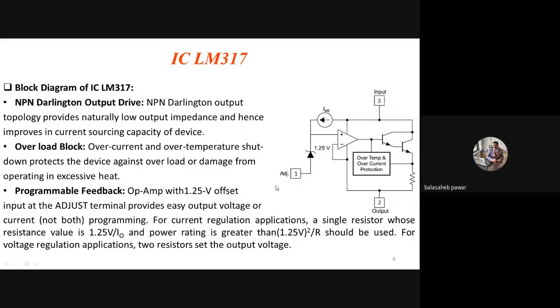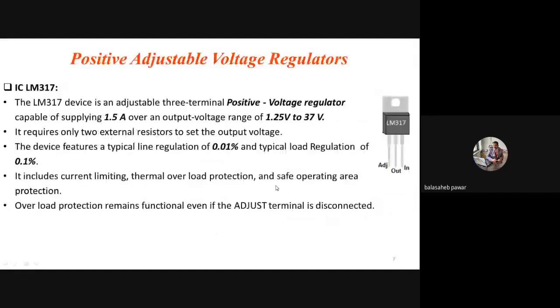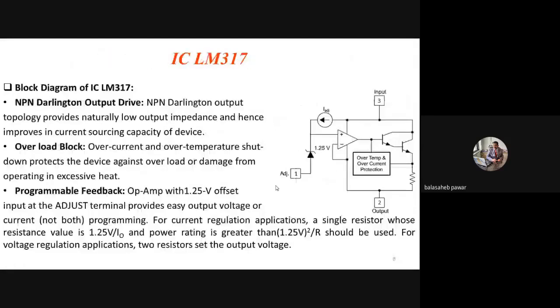Looking towards this pin diagram, pin number 1 is adjustable, and where is it connected? It is connected to the Zener, which sets the reference voltage. It is almost a 1.25 volt reference. Just remember at this stage what is the use of this I adjustable, which I will explain later on. That I adjustable is almost 50 microamperes.